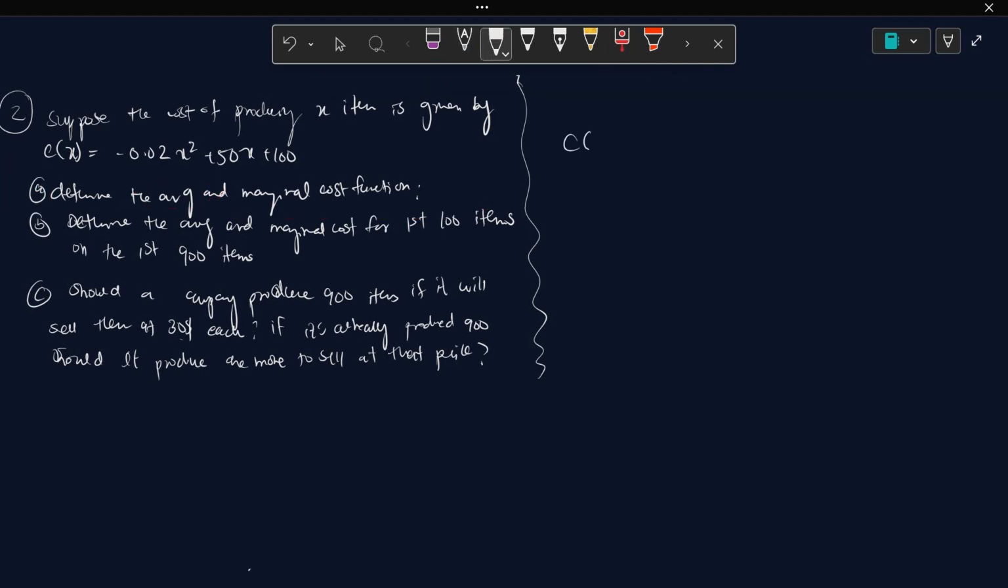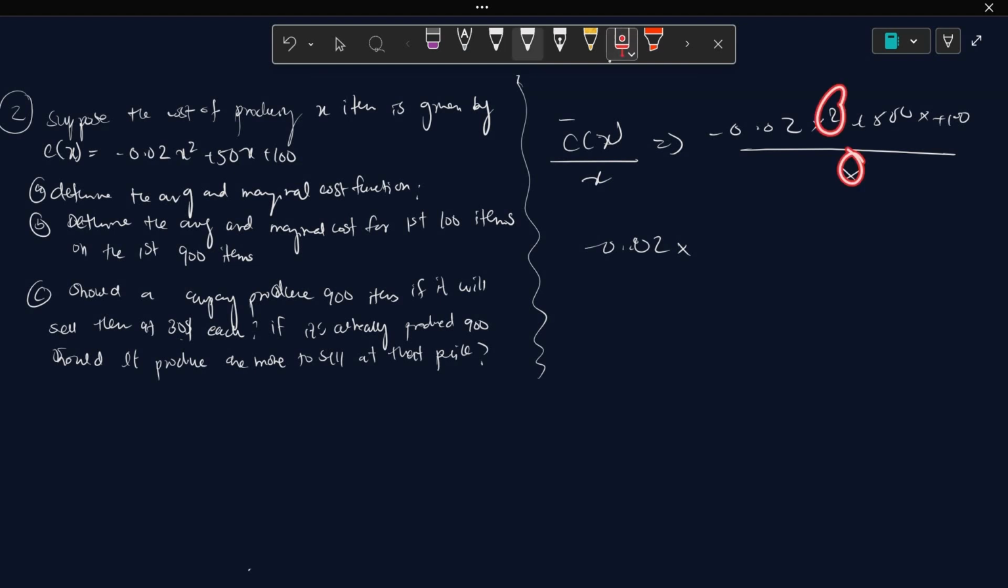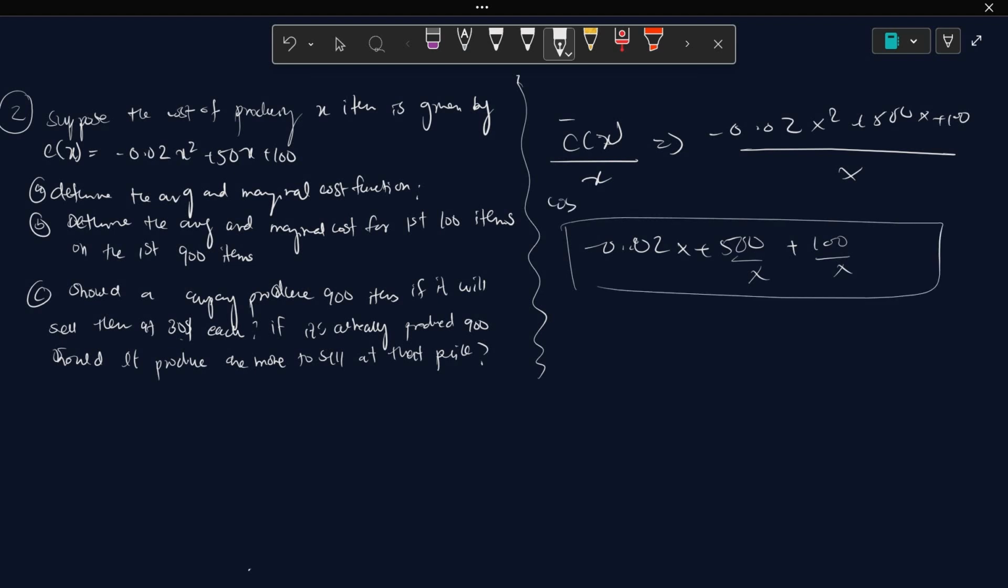The average cost function, like I've just explained, is nothing but simply dividing by x. So if you divide the equation you are given by x, what do you get? You get x at the top because you subtract the exponents. Then you get negative 0.02x plus 50 plus 100 over x. That is your average cost function.